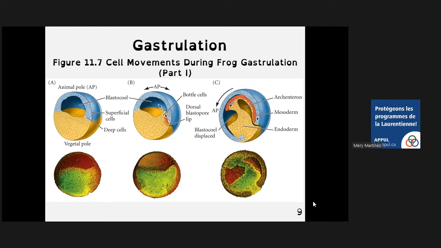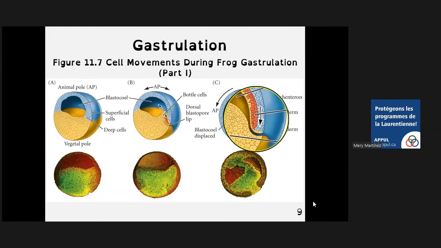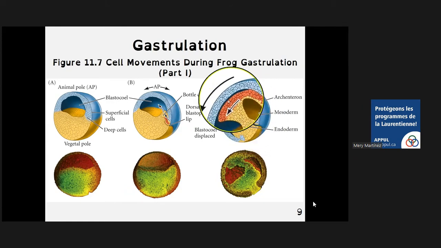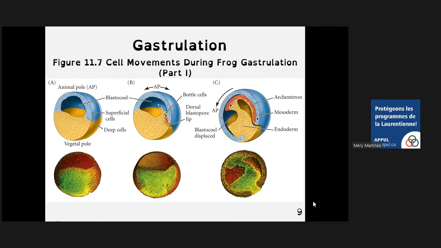okay? So as these cells start getting in, the marginal cells start involuting, okay? Remember what is the movement of involution? It is the rolling over of a layer of cells over that lip, and this is what we see here. These cells start rolling over, you see? Okay, so they start involuting, okay?